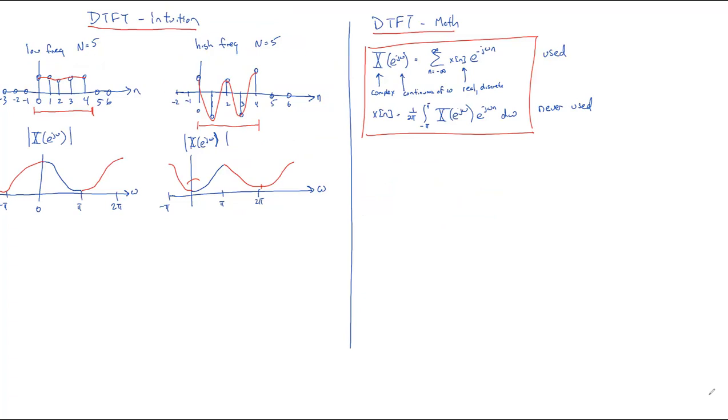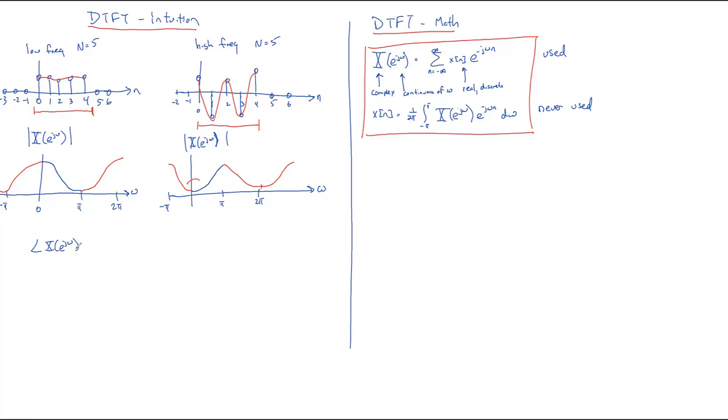So far I've just talked about the intuition, the magnitude of the DTFT. I haven't talked about what the phase relationship is. And just like we could graph the magnitude, I could also graph the phase of the DTFT. The phase is obviously going to be uniquely limited to minus pi to plus pi.